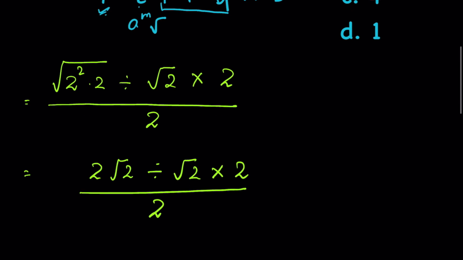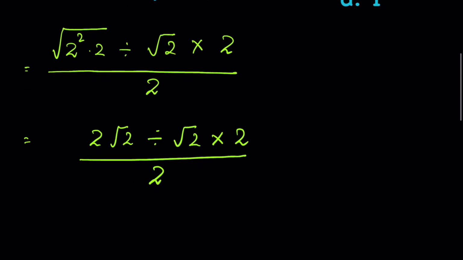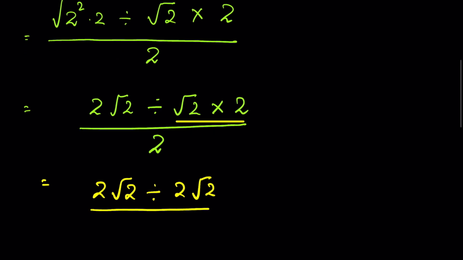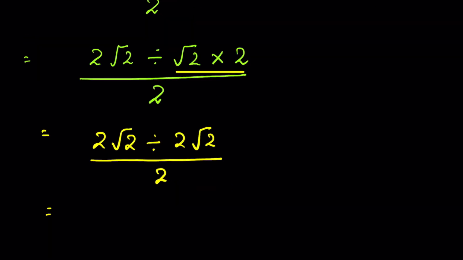Now if you follow PEMDAS and if you don't follow the left to right rule, you will do this multiplication first. So it becomes 2 times square root of 2 divided by 2 times square root of 2 upon 2. So 2 times square root of 2 divided by 2 times square root of 2 becomes 1, and then this is 1 upon 2. So we'll get 1 upon 2 as our answer. But this is not the correct answer.